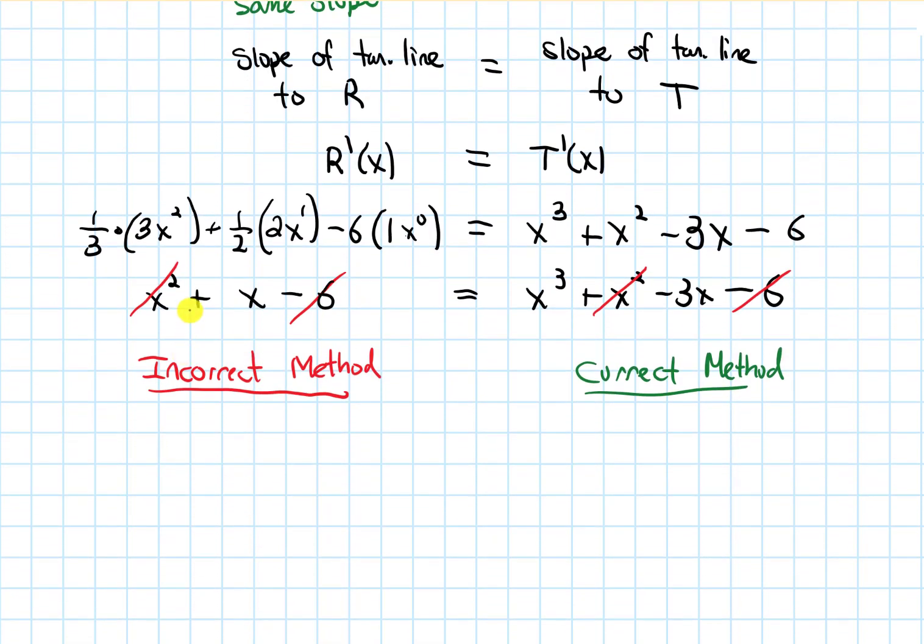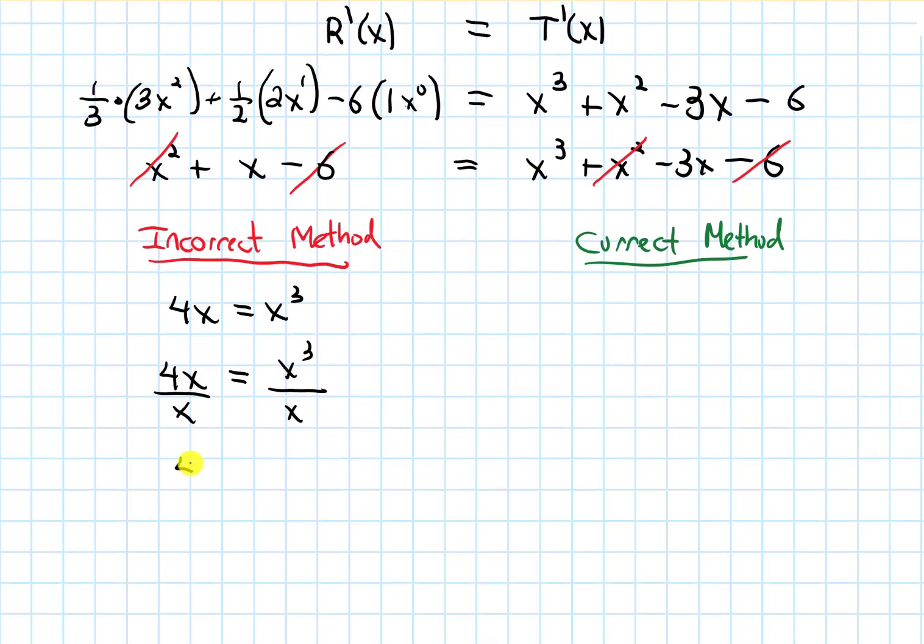Okay, so first, let's do the incorrect method. If I add the 3x to the left, I will get 4x equals x cubed. All right, and now let's divide both sides by x. So 4x over x will be equal to x cubed over x. And that gives us 4 on the left and x squared on the right. And if I square root both sides of this equation, I'll get x equals, I've got to put a plus or minus when I square root both sides, x equals plus or minus 2.